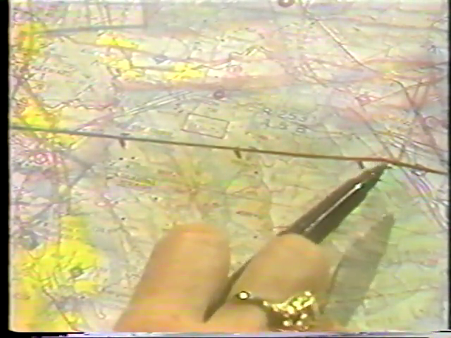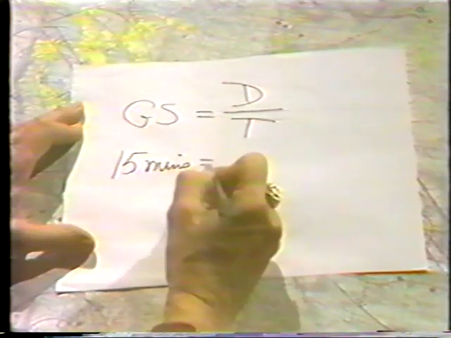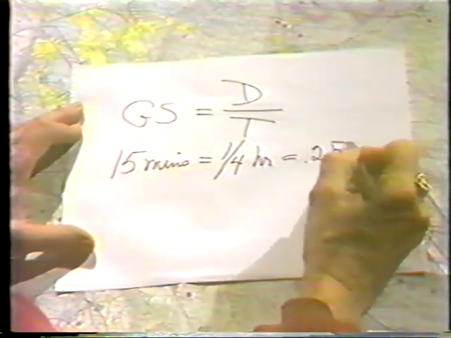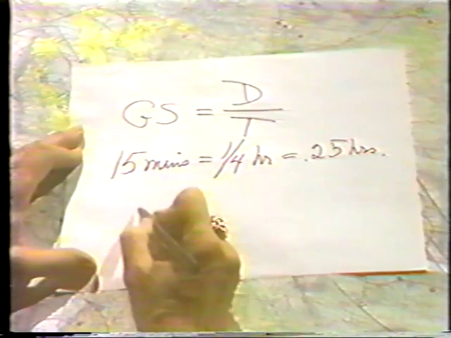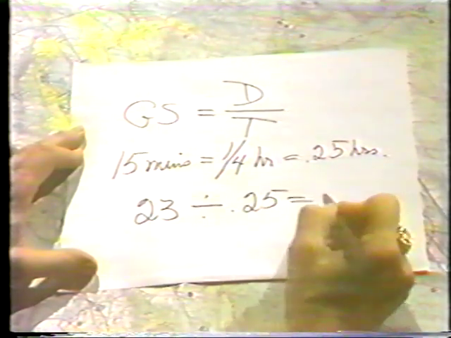If we start a time check from the lake to the Y in the double highways, we can compute actual ground speed. As we are flying, we use the tick marks to calculate the distance between the 2 points, approximately 23 nautical miles. The timing is 15 minutes between the 2 points, and we use the formula ground speed equals distance over time. We convert the minutes to mathematical terms. 15 minutes equals 1/4 of an hour, or 0.25. Dividing 23 nautical miles by 0.25 equals 92 knots ground speed.